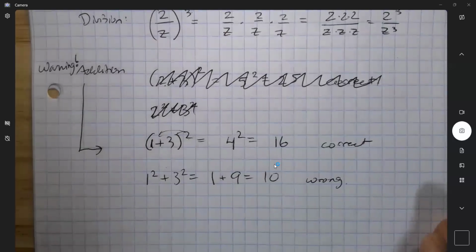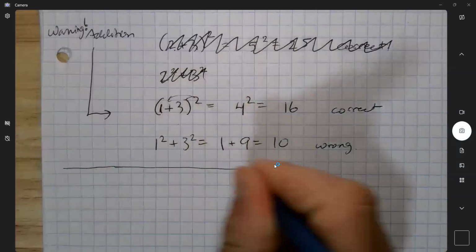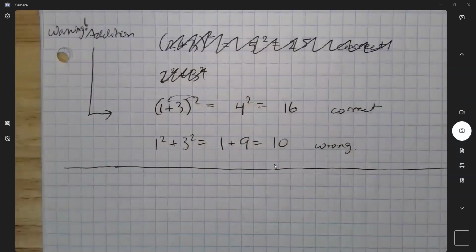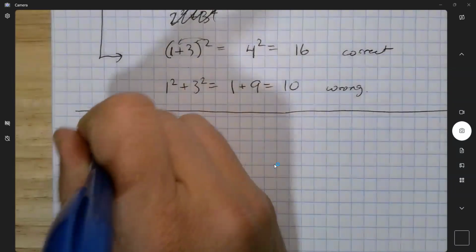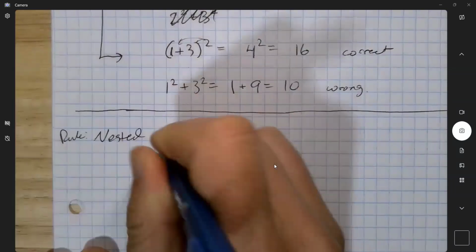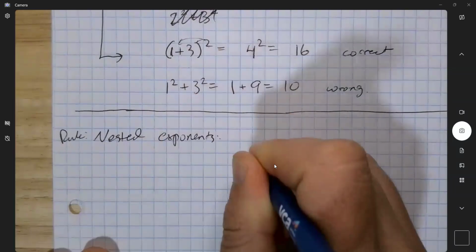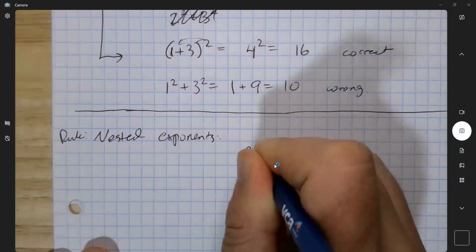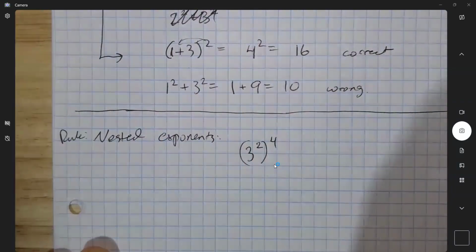All right, I believe there are a couple more rules. Nested exponents, like 3 squared raised to the fourth power.